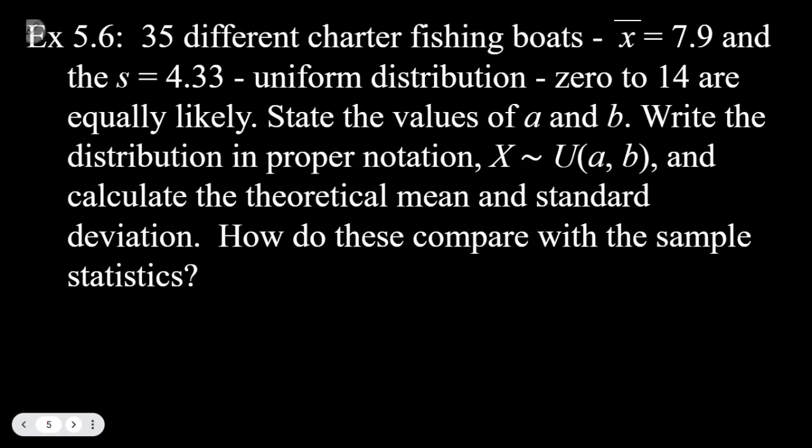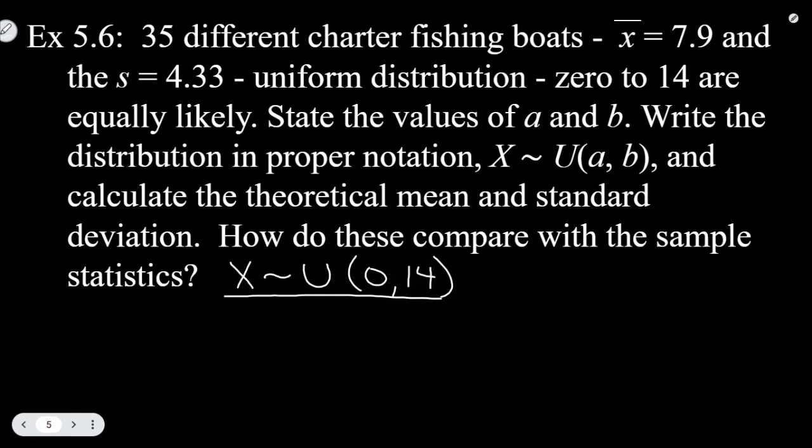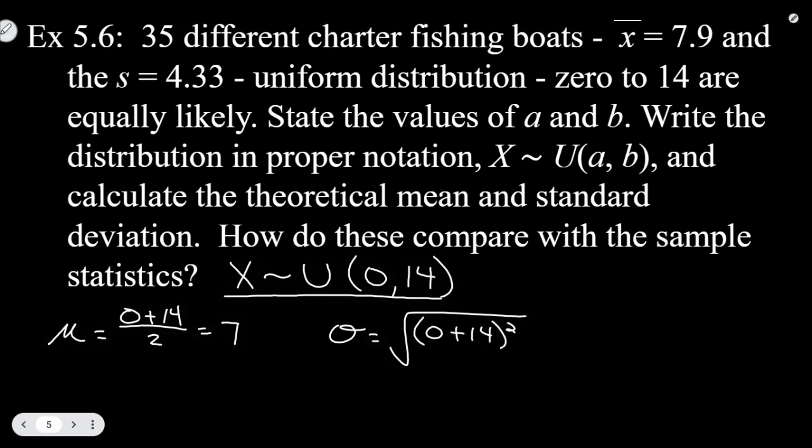So here is the situation. To write it out, we're going to have x, then our U, and then a is the lower boundary, which is 0, and b is the upper boundary, that is 14. That's the first thing we would do to write it in proper notation. The theoretical mean is a plus b divided by 2. We're adding them together, we divide by 2, and we get 7. And then the theoretical standard deviation is the square root of (b minus a) squared divided by 12.